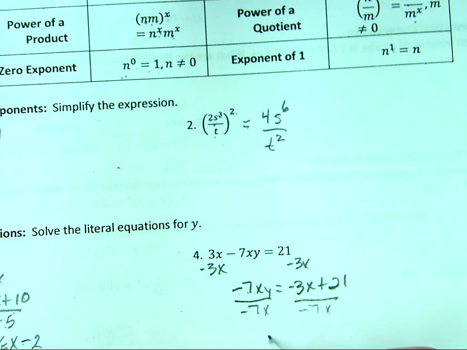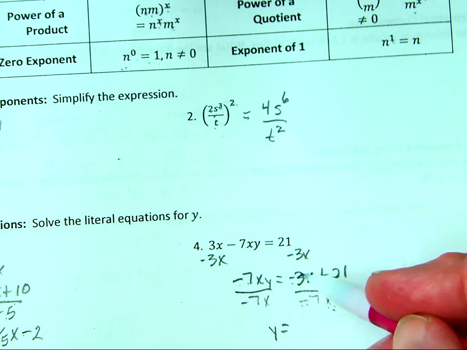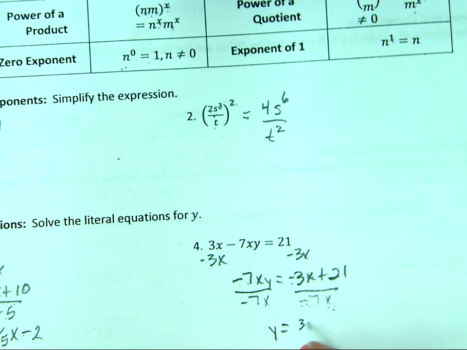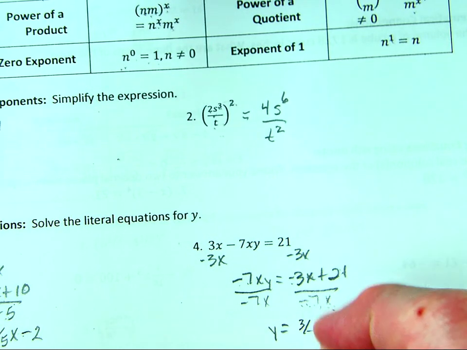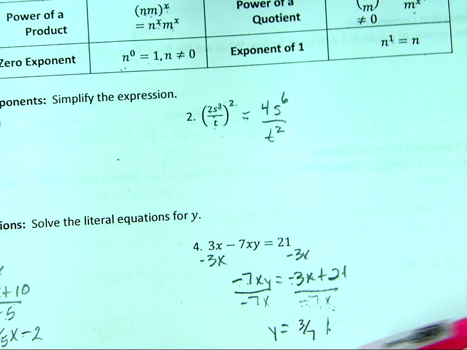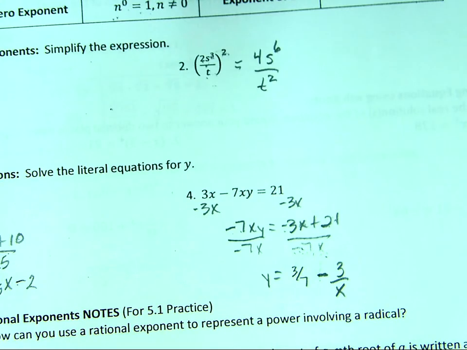So here now we're just left with y. Here we have negative 3x over negative 7x. The x's are going to cancel out, so we have negative 3 over negative 7, that's just 3/7. Here we have 21 over negative 7x. 21 divided by negative 7 is a negative 3, so I can change that plus to a minus. Then x is on the bottom, so it's going to look like that.